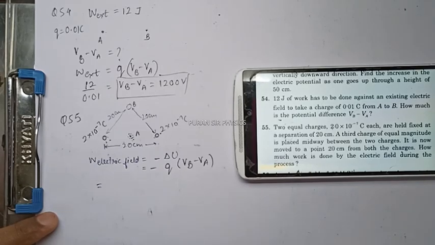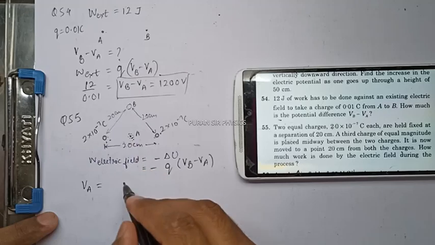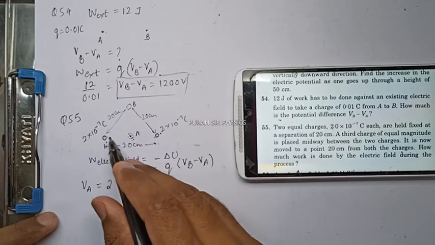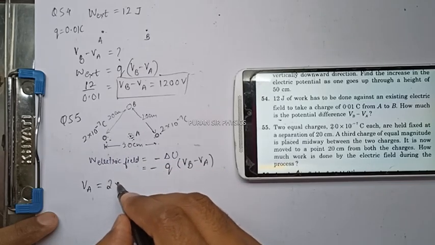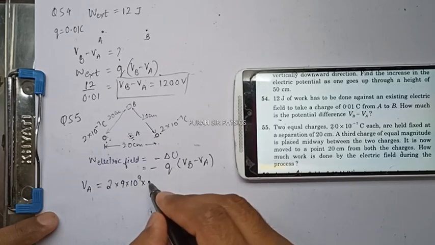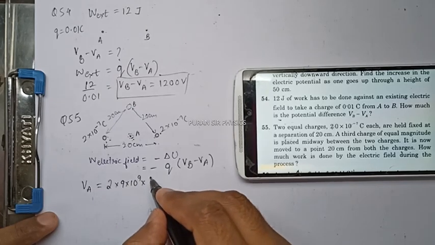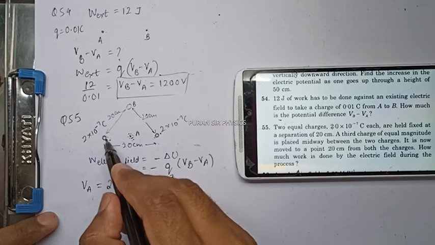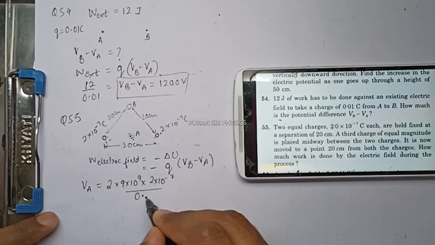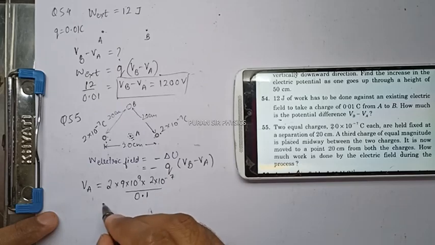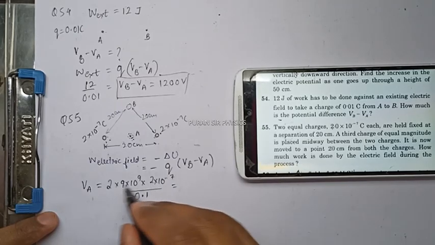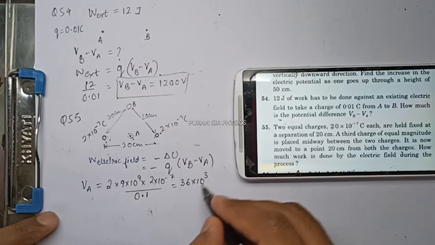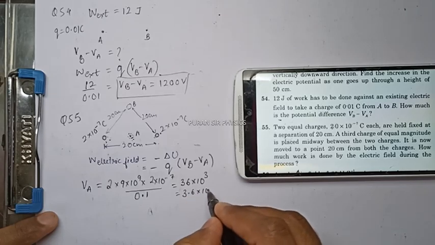So we can write VA. The potential at this point will be 2 times the charge into K upon the distance. So it will be 2 into K, that is 9 into 10 raised to power 9, into charge, that is 2 into 10 raised to power minus 7, divided by the distance of point A from the charges. This distance is 10 centimeter, so it will be 0.1. So from here we have 4 9s are 36 into 10 raised to power 3. So it will be 3.6 into 10 raised to power 4 volt.